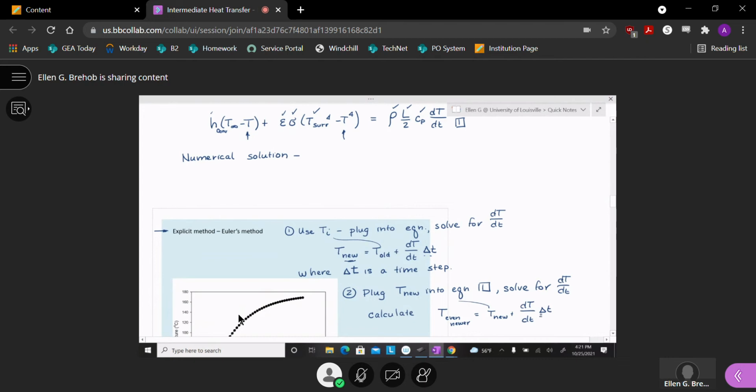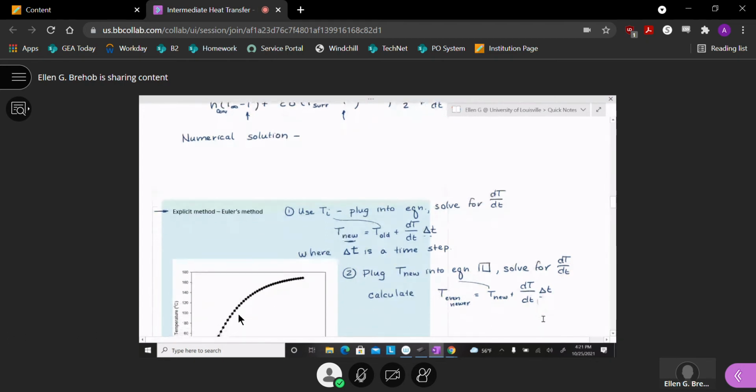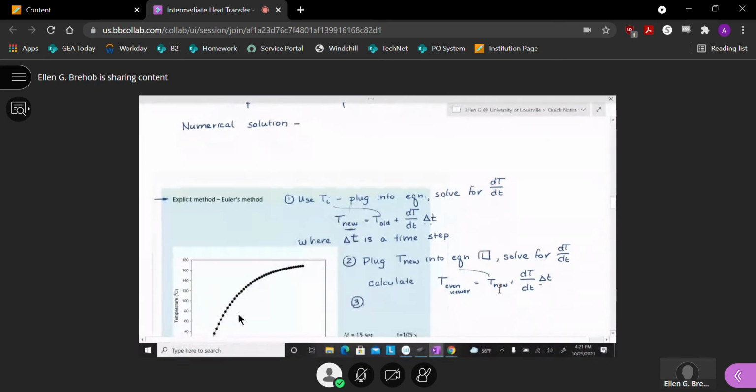We aren't going to do anything... well, there are numerical methods where we change the time step, and we aren't going to do that. We're just going to keep chunking through. Okay, so let me make a couple other comments about this. So, explicit method, and I don't have a step 3 because we just keep going.